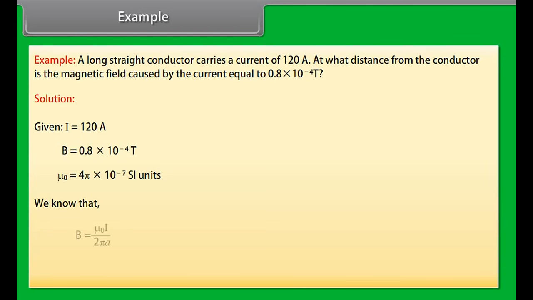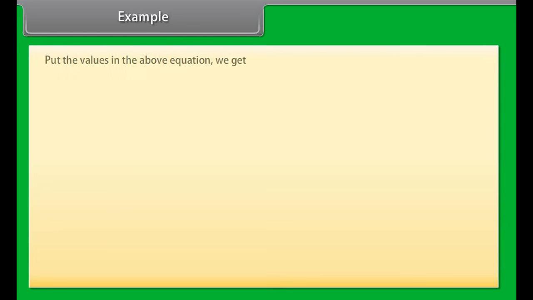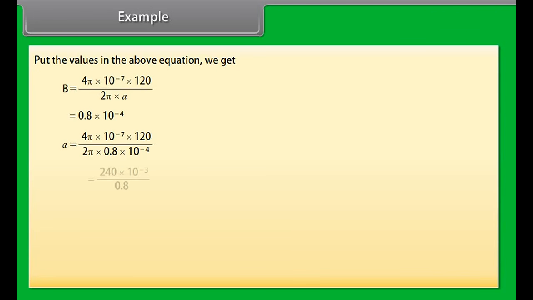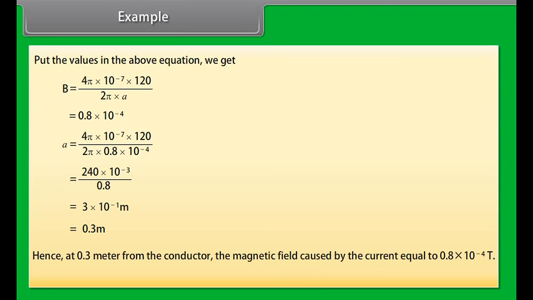We know that B is equal to mu naught I upon 2 pi a. By putting the values in the equation, we get the value of a is equal to 0.3 meters. Hence, at 0.3 meters from the conductor, the magnetic field caused by the current is equal to 0.8 into 10 raised to the power minus 4 Tesla.